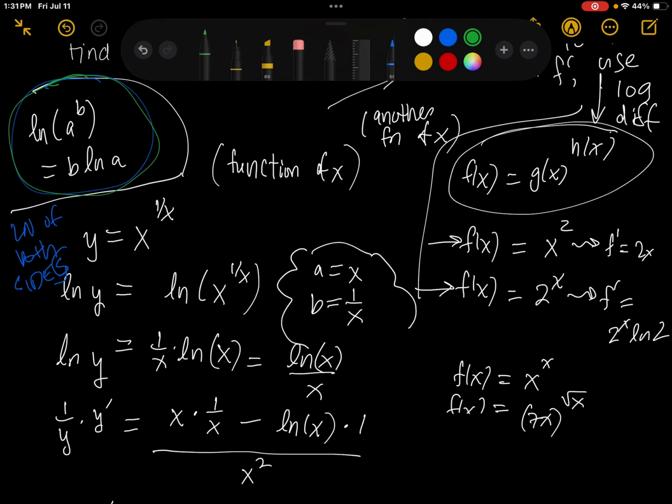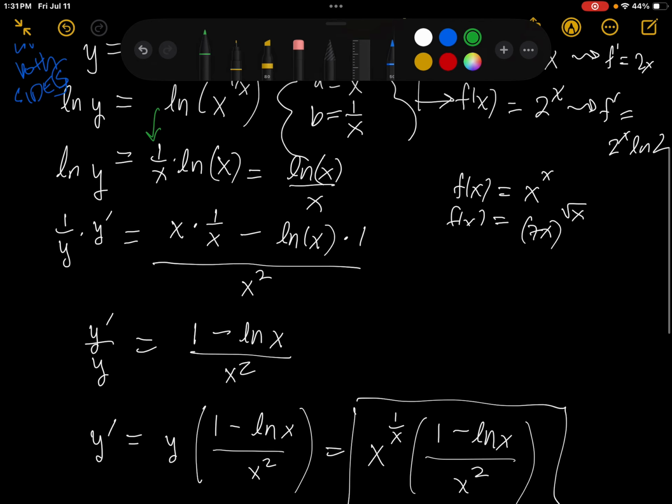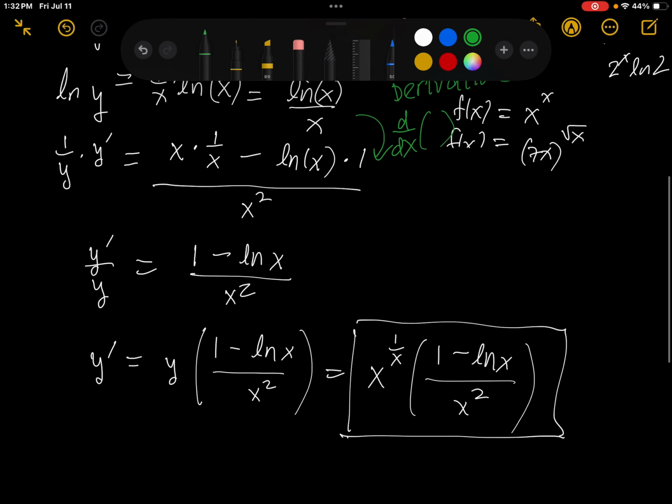Maybe I'll use green because it's a little brighter. Like that. You rewrite it like this. So now you have ln of y equals something. And then you take the derivative of both sides with respect to x. And then you're going to get y prime over y on the left. You're always going to get that. Whenever you have natural log of y, the derivative is y prime over y, okay? Because of the chain rule, because you have a 1 over y times the derivative of y, so it's y prime over y. And then you're going to get something on the right.